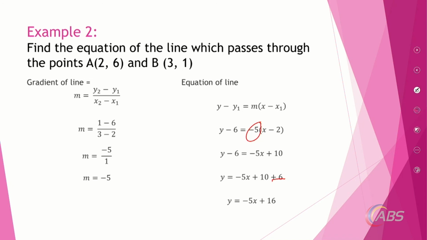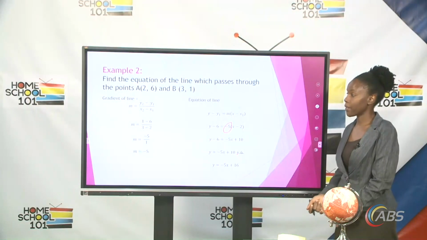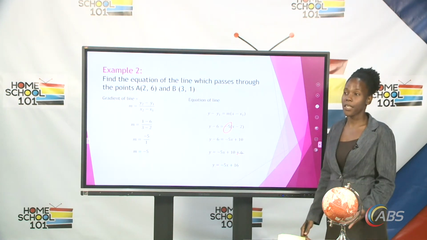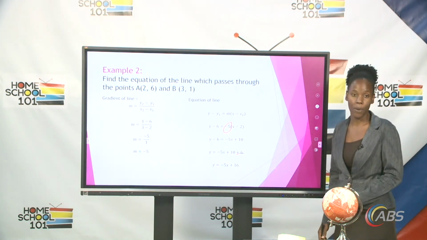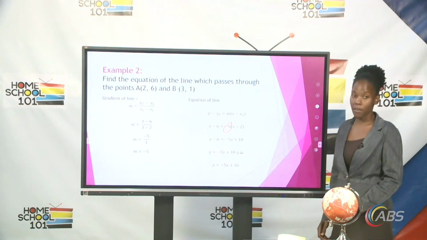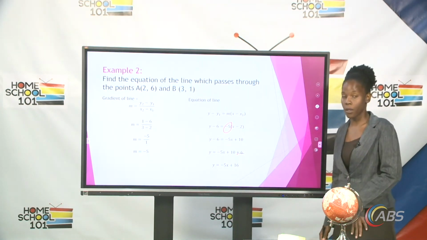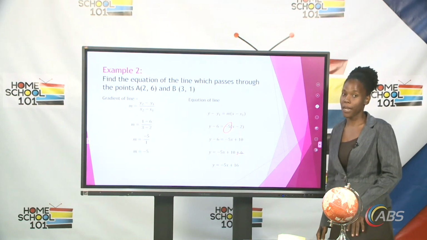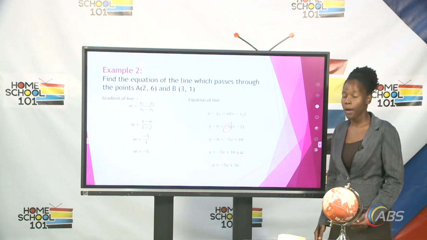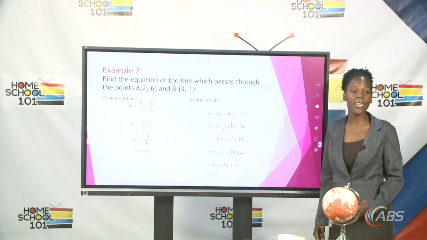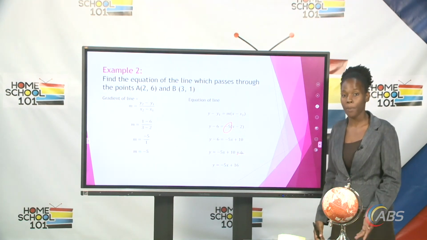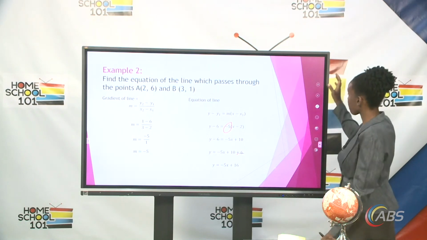So again, in order to find the equation of a line, there are 2 things that we must have. We must have the gradient and we must have a point on the line. If we are not given the gradient, we must be given at least 2 points, or given an equation where we can get the gradient from that equation if that line is parallel or perpendicular to that given line.